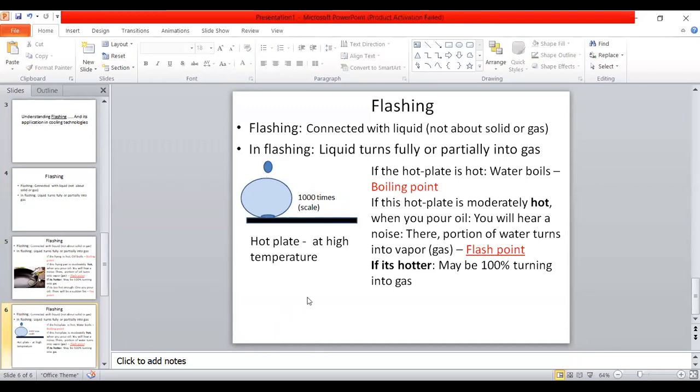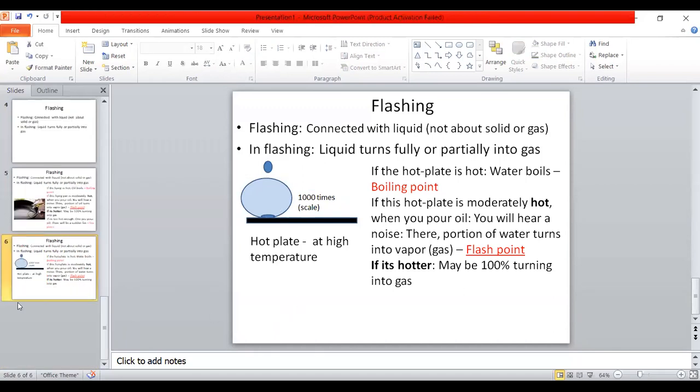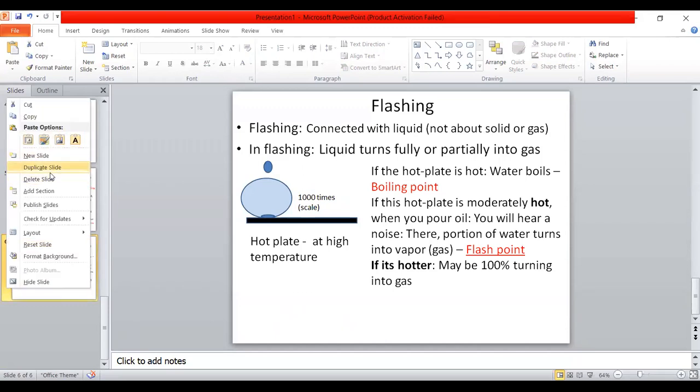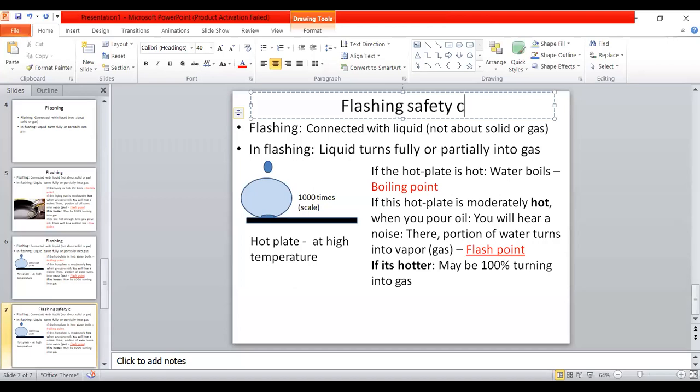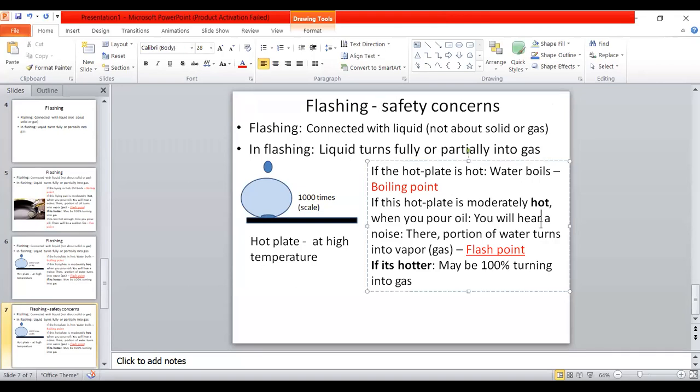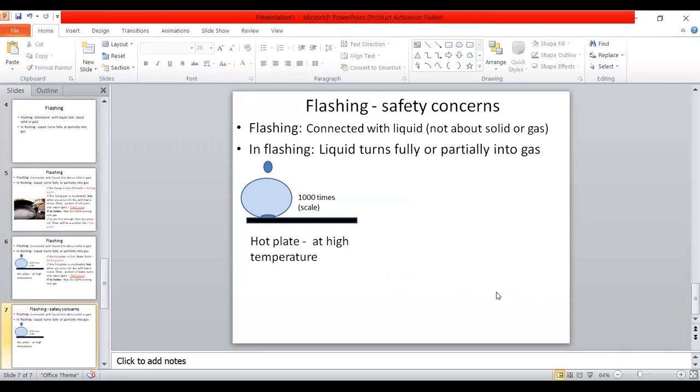Now, another scenario I'm taking before going into cooling applications. Flashing. Let's say safety concerns.